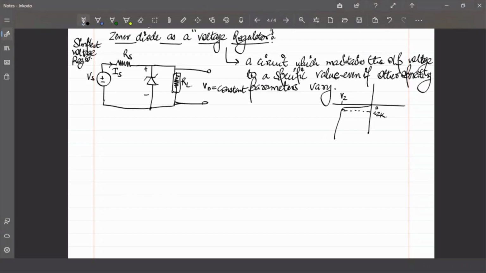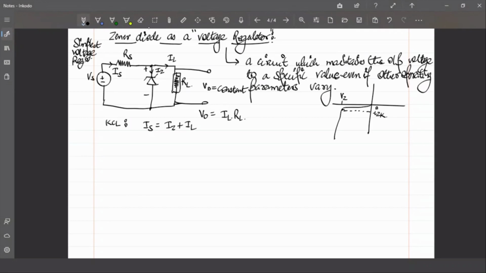Whenever this current flowing through the Zener, let me call it Iz, and the sum of these two currents will be equal to your load current IL. In that case, the output voltage will be equal to IL multiplied by RL. And what is the voltage across the Zener in that case? If you write down KCL at this node, IS is equal to IZ plus IL.